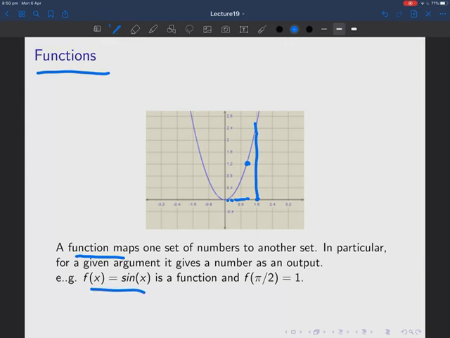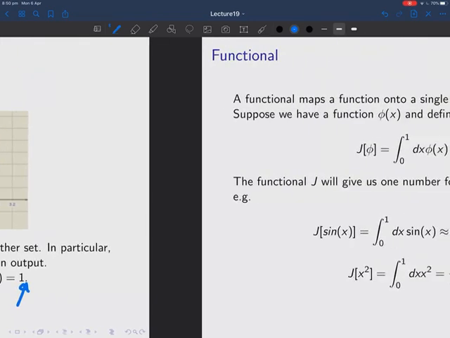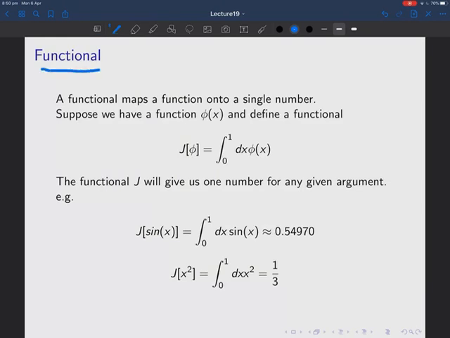So, for instance, the function f of x equals sine x. If we give it pi on 2, it will give you another number as an output, 1. So you put a number into a function, you get another number as the output. That's what a function does. So that you're familiar with. Okay, what is a functional? A functional is something different. It maps a function onto a single number.